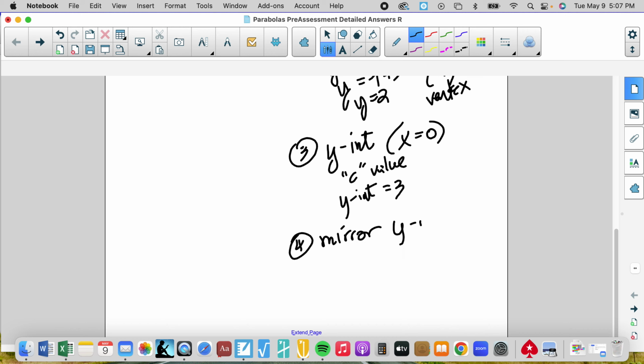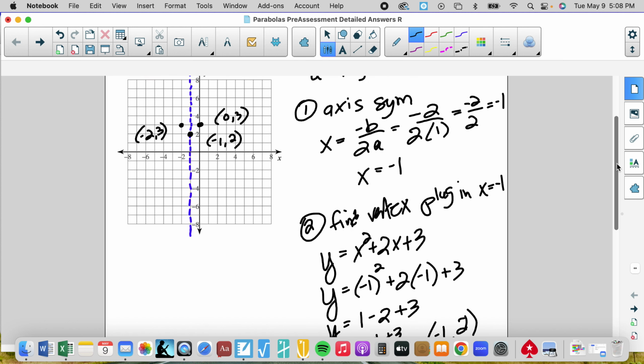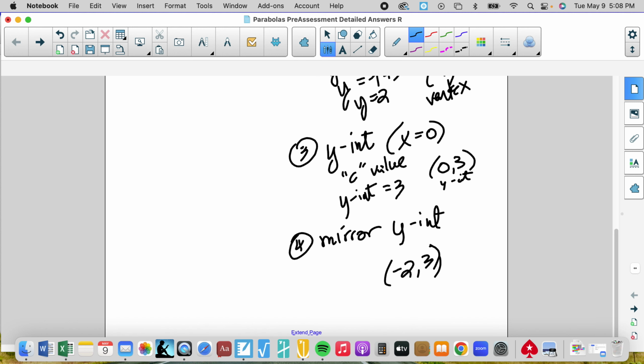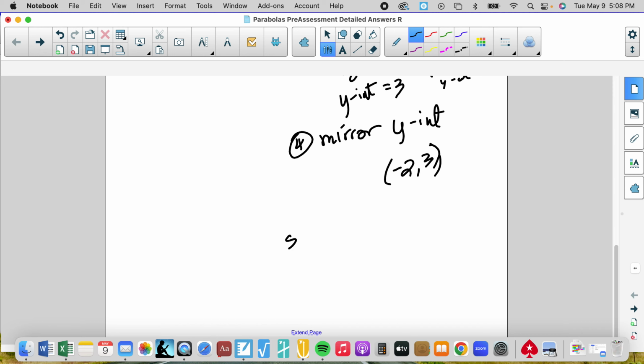the y-intercept. Oh, y-intercept, yeah. 0, 3 is my y-intercept. If I mirror it, I got -2, 3. I think that was its mirror point. -2, 3 was the mirror point. And then step 5 is find the 4th point.